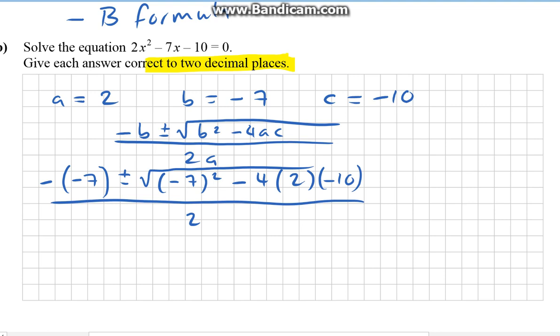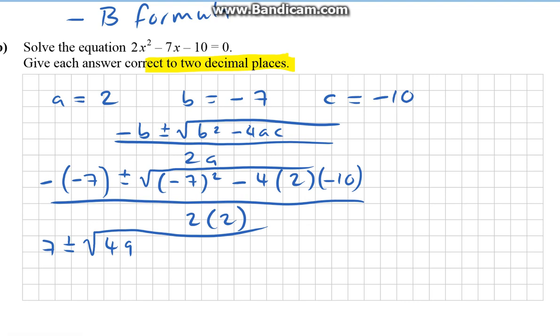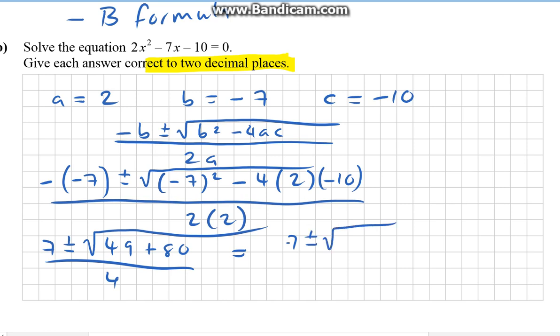All over 2 times 2. So minus 7 will give us plus 7, plus or minus the square root of minus 7 all squared, which is 49. Minus 4 by 2 would be minus 8. Minus 8 by minus 10 would be plus 80, all over 4 equals. So we'll have 7 plus or minus the square root of 49 plus 80, which will give us 129, all over 4.